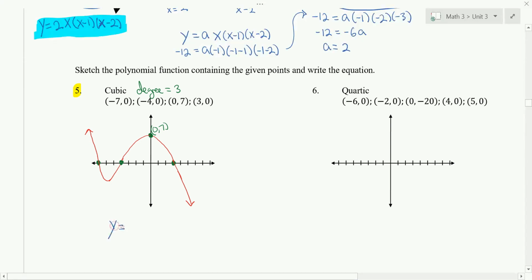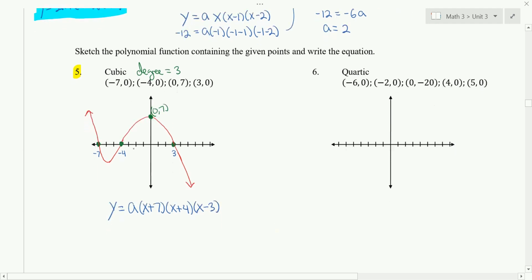This is going to be y equals some number, I'll call it a, and then each x-intercept is going to give me a factor. So at negative 7, that's going to give me x plus 7. At negative 4, it's going to give me x plus 4. And the one at 3, that's going to give me x minus 3. So you work with your x-intercepts, and then to find a, we want a point that's not on the x-intercept, so I'm going to use that point 0, 7, plug in 7 for y, and 0 for x.